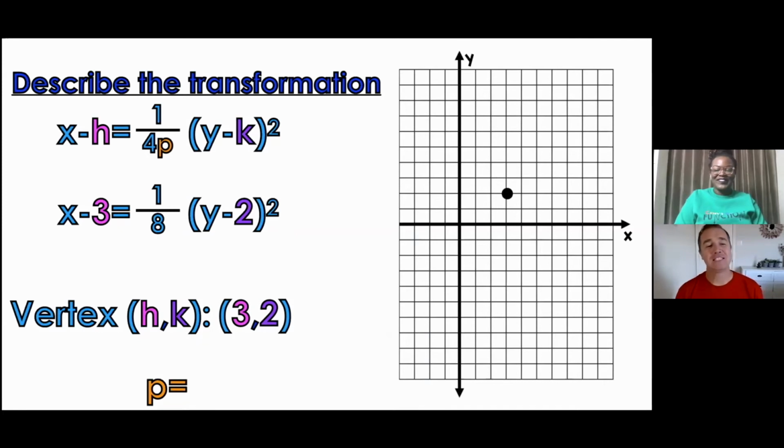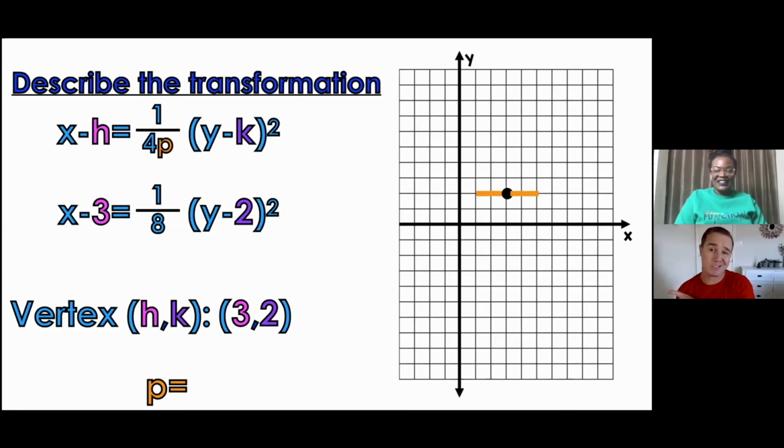Now you tell me that I've got 1 over 4p is 1/8, which tells me that p has got to be 2. Now we can go even further: if p is 2 and this is opening horizontally, that means that my focus is going to be at the place (5, 2). I'm going to be 2 units to the right of that vertex.